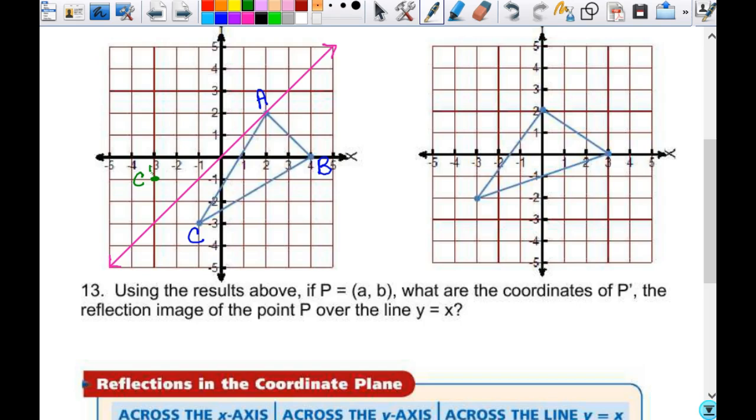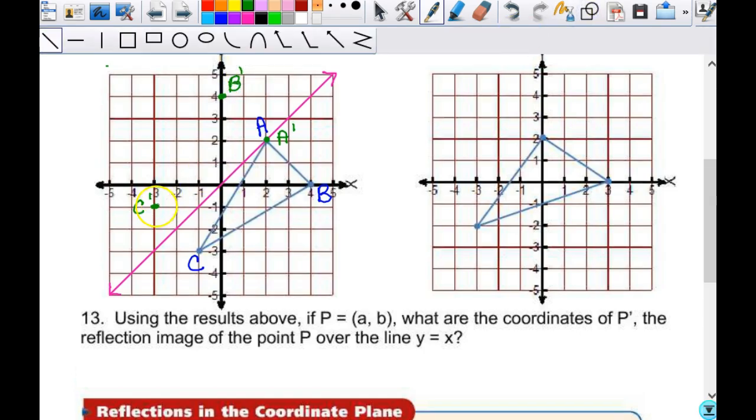Tell me about A prime. It's the same thing. Good. Yep. And then B, it takes me two diagonals to get to the line, so I go two on the other side, and that's B prime. And then I'm going to connect them.